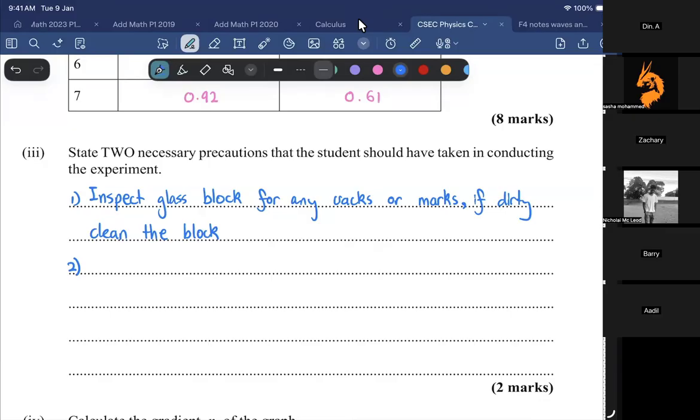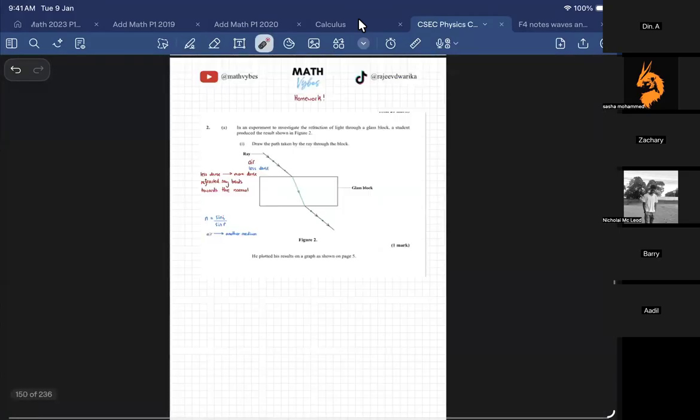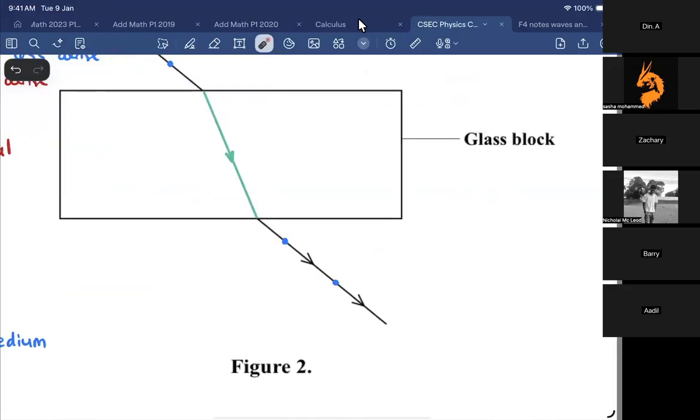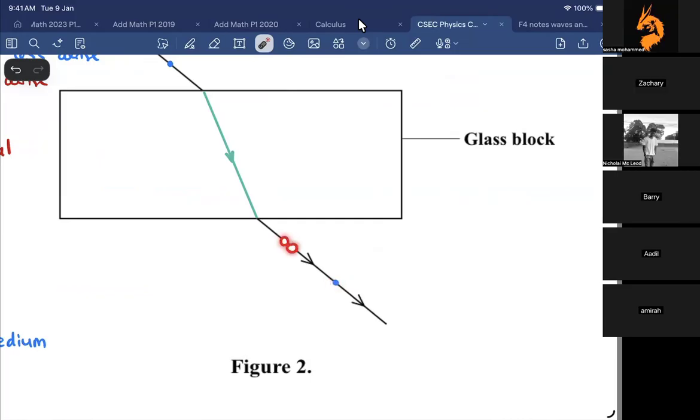Could you guys think of a second precaution? Depends. Right. Depends. I have a question. If your goal is to draw a line when the laser is off, do you want to place the pins really close together or far apart? Far apart.